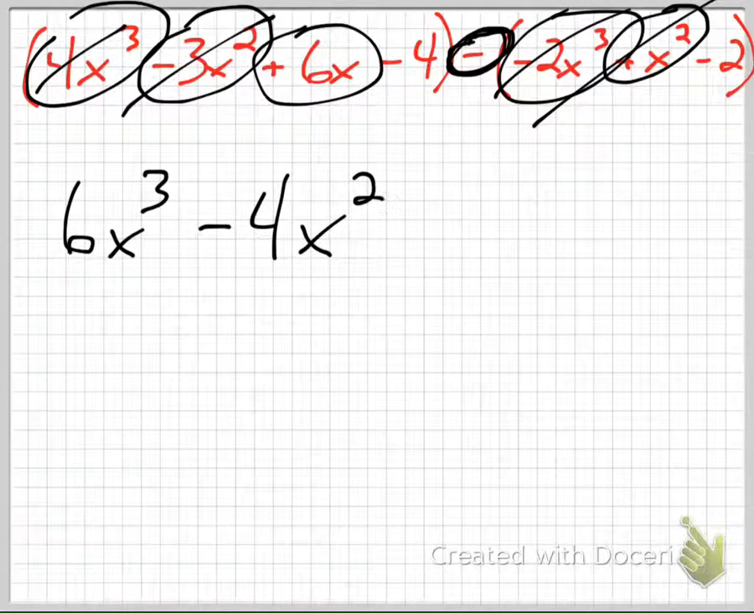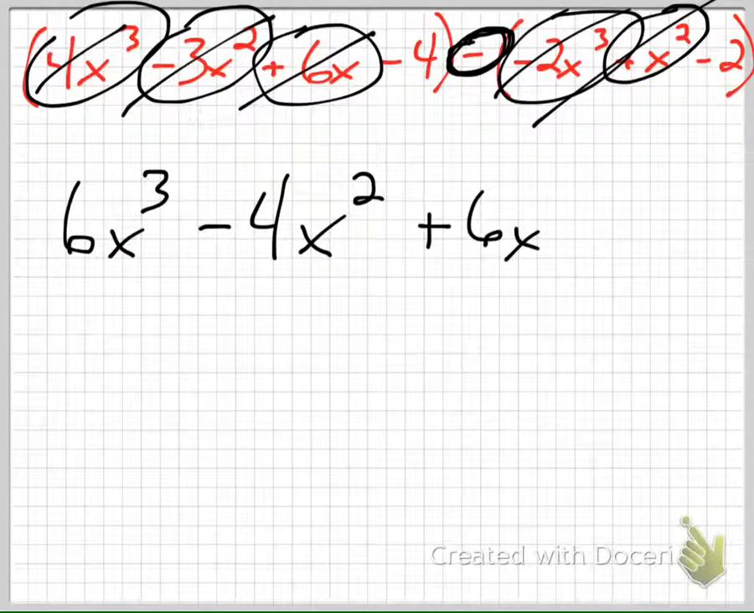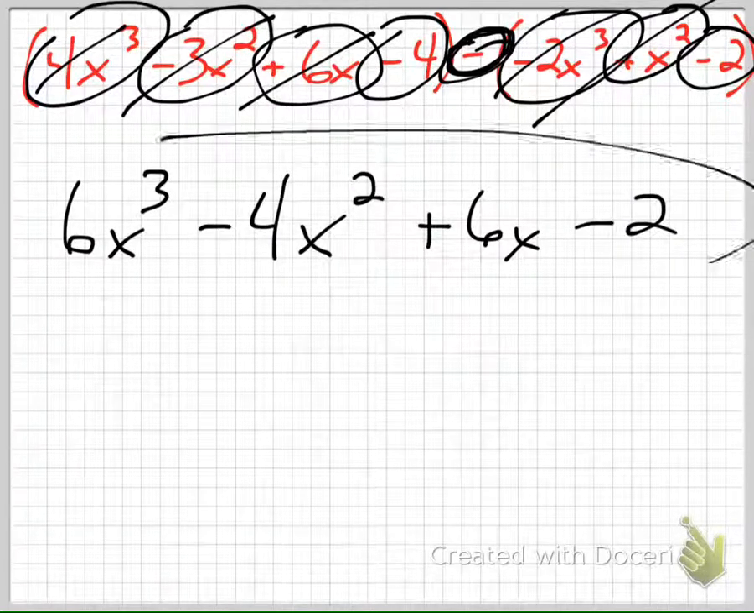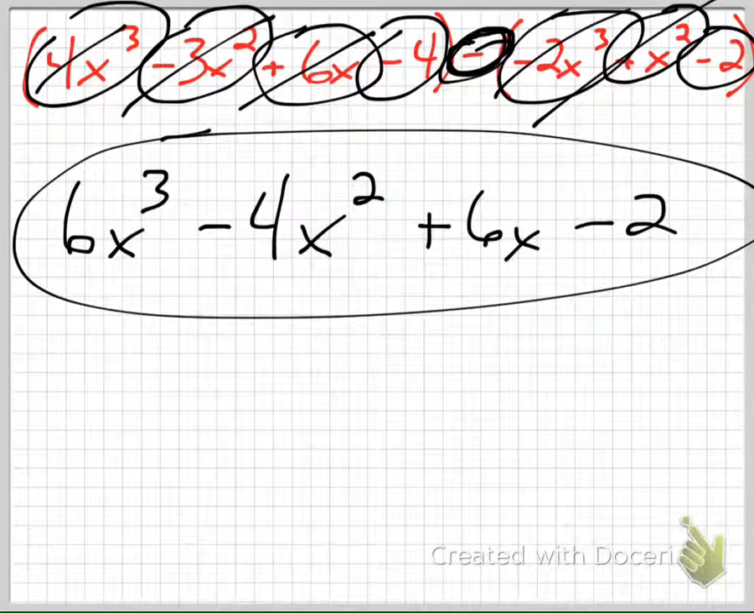6x minus, wait a second, 6x minus, oh, there's nothing there. So that's just plus 6x. Negative 4 minus a negative 2, that means negative 4 plus 2 is negative 2. It's already written in standard form. We're done. How many of you got that? Does it make sense, people, what you did or did not do?